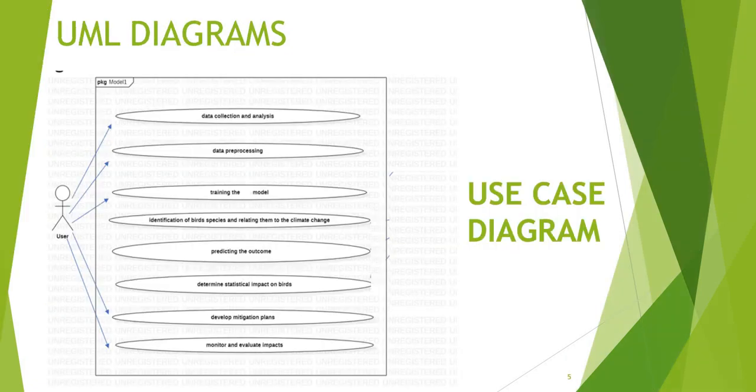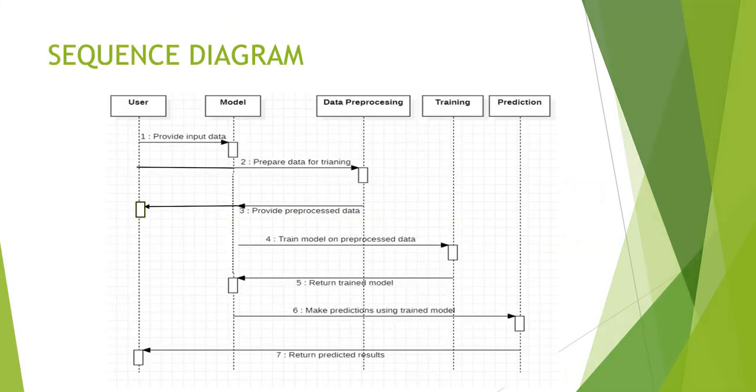Coming to the UML diagrams, we have the use case diagram that consists of data collection analysis, data pre-processing, training the model, identification of bird species, predicting the outcome, determining statistical impacts on birds, and after this project is over, we can develop mitigation plans and monitor and evaluate impacts. After this, we have the sequence diagram that consists of objects like user, model, data pre-processing, training, and prediction, and the process is the same as the UML diagram.